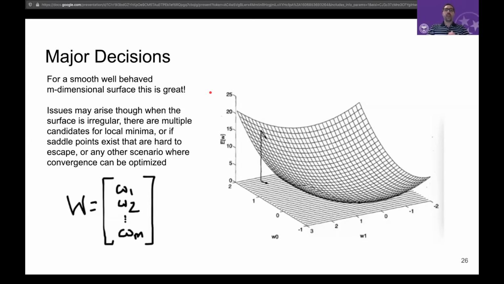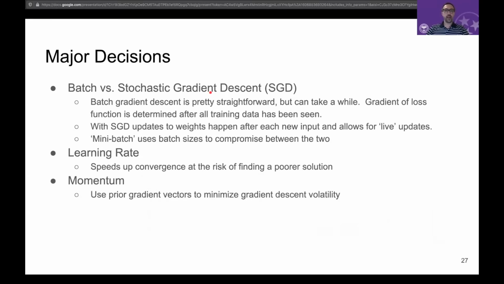But when we have as many dimensions as we have in a machine learning problem, the surface is going to be irregular. There'll be multiple candidates for local minima. There may be saddle points that exist that prevent convergence from happening. And so we have some tunables in order to help us out. And so one of the big decisions that we have in implementing gradient descent on a machine learning problem is this batch versus stochastic gradient descent question.